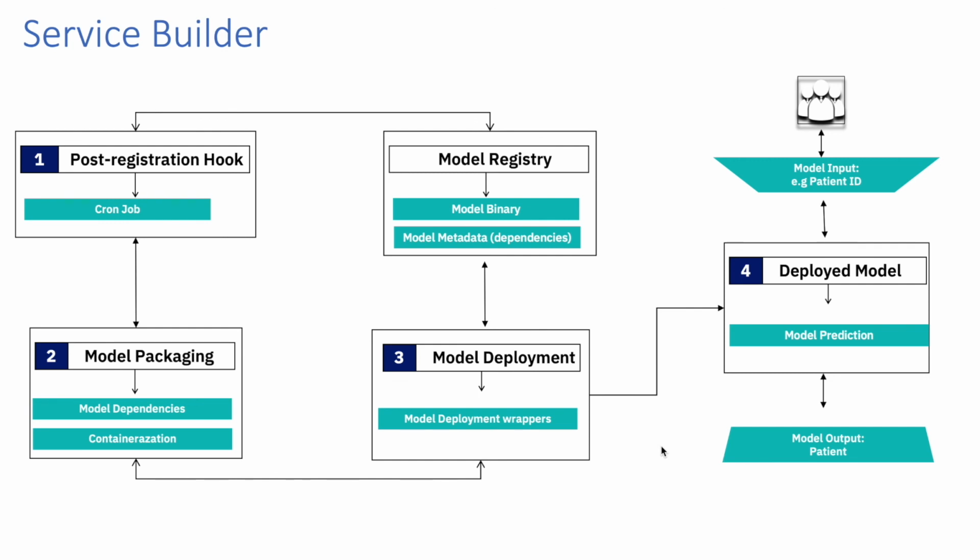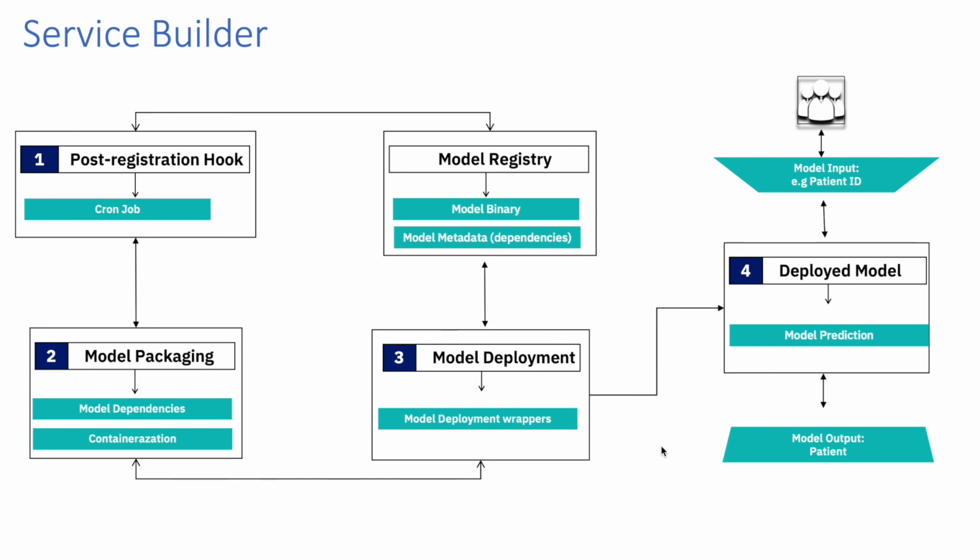In step number 2, upon finding a deployment-ready model in the registry, the post-registration hook extracts model and its dependencies from the model registry and packages the model as a microservice in a Docker container using a framework called Model Wrapper.